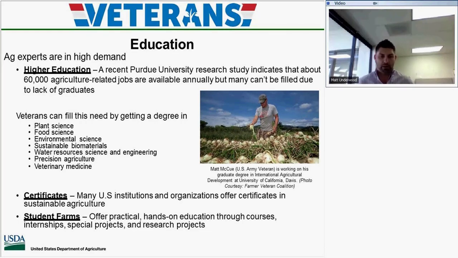There was a study that was done by Purdue University that indicates about 60,000 ag-related jobs are available on an annual basis, right? But they can't be filled due to the lack of skills or the technical degrees in which folks focus on. So that means there's only roughly 26,000-30,000 of those jobs that actually get filled. And what that equates to is opportunity for folks to get into these areas that require highly technical or highly skilled degrees.